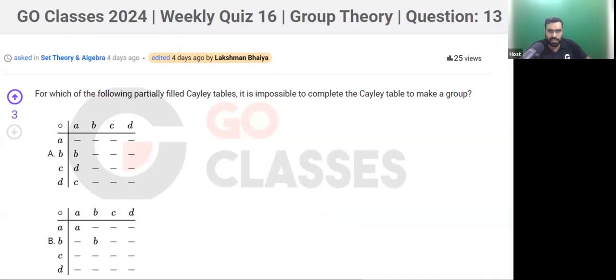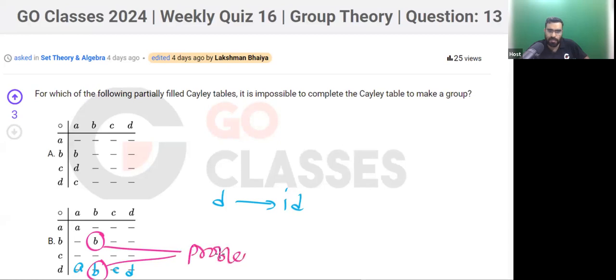Okay, what about the next? Can I say D is the identity element? The same thing will happen. If D is the identity element, then this header will be the same as this row, A, B, C, D. But again, there is a problem. So D is also not the identity element.